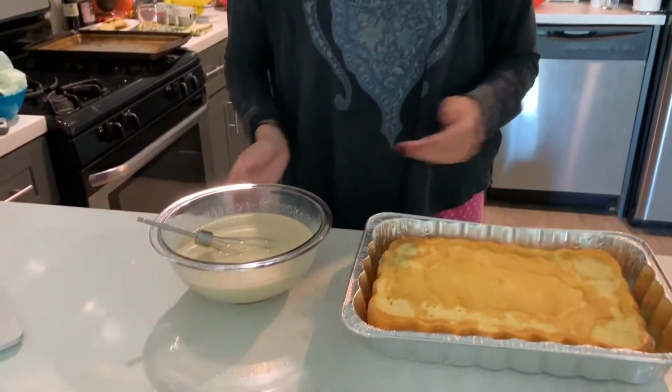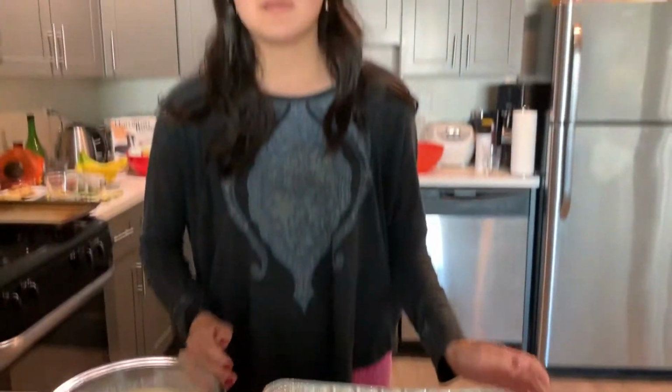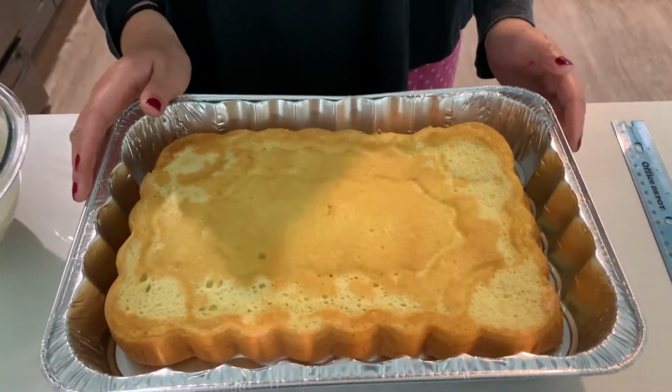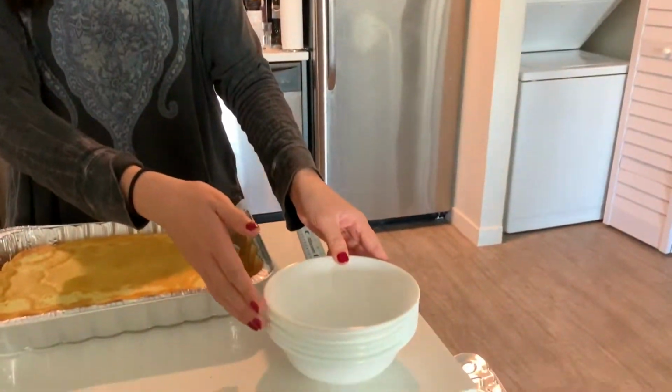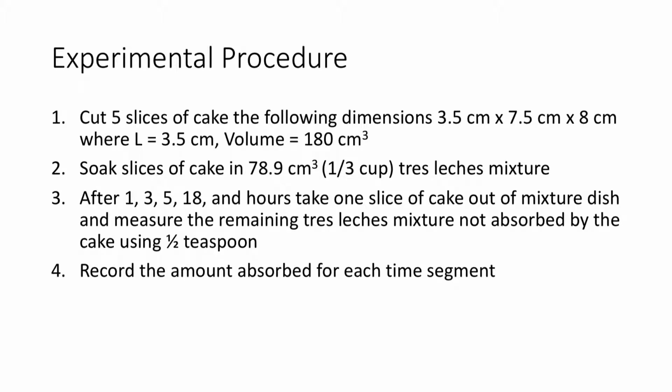So, let's get cooking. Today we're going to be measuring the time that it takes for our tres leches mixture to be absorbed by our cake. And we're going to be comparing the theoretical and the experimental. To do this, we're going to cut our cake into 5 slices, and then we'll set a set amount of the tres leches mixture into these bowls, and then we'll measure over time how much has been absorbed by the cake. And then we'll compare that to the time that our theoretical calculations say that it will take.